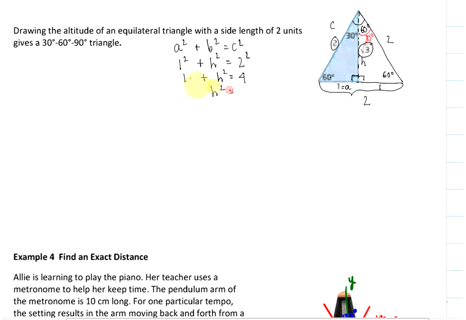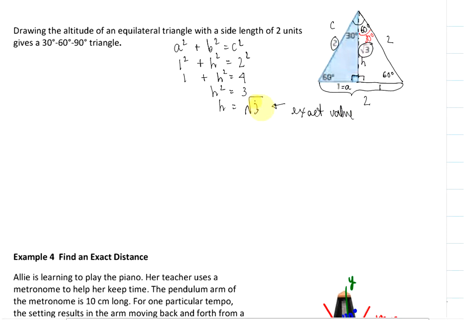Solve for H squared, so bring your 1 over, it becomes negative. 4 minus 1 is 3. And so H is the square root of 3. And once again, don't work this out as a decimal. This is an exact value, and so we're going to leave it.